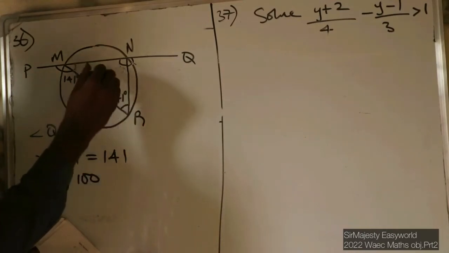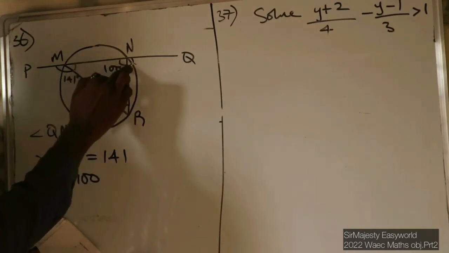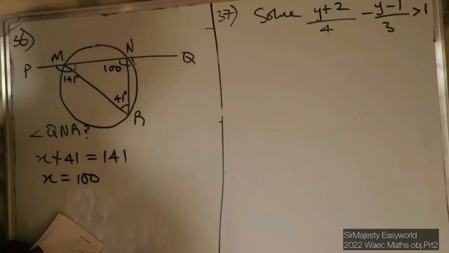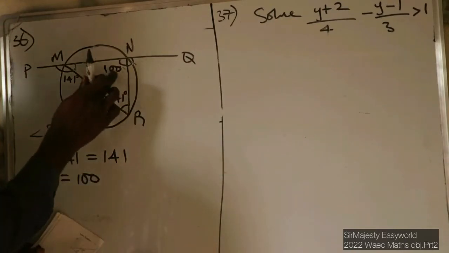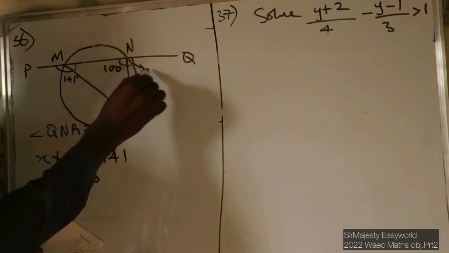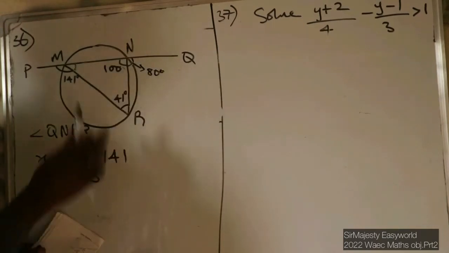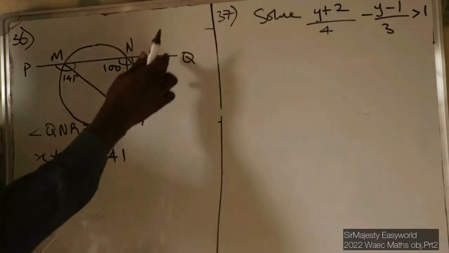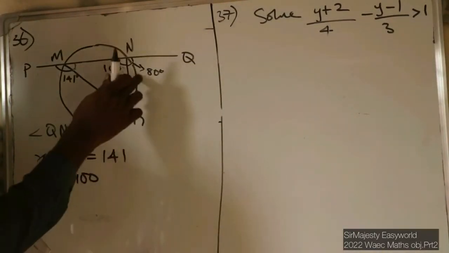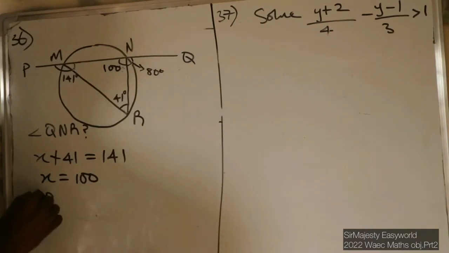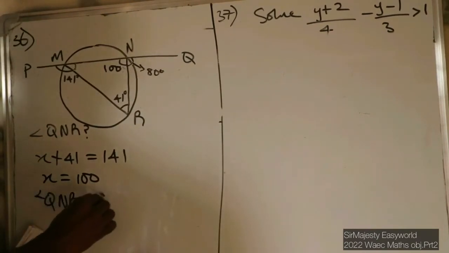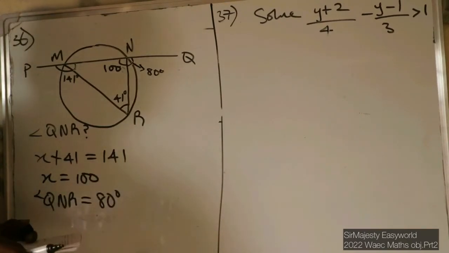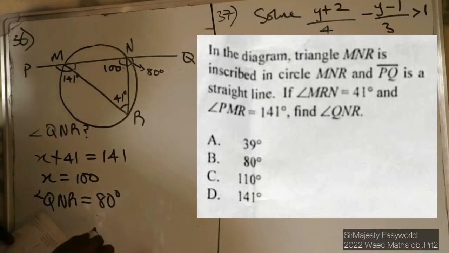If x is equal to 100, what must be added to 100 to get 180? Since angles on a straight line sum up to 180, we have 80 degrees. So this angle here must be 80 degrees, because angles on a straight line must add up to 180 degrees. Therefore our answer, angle QNR, is equal to 80 degrees, which is option B.